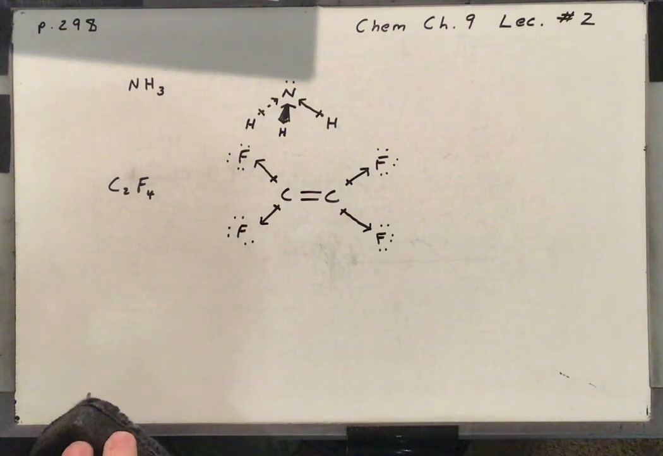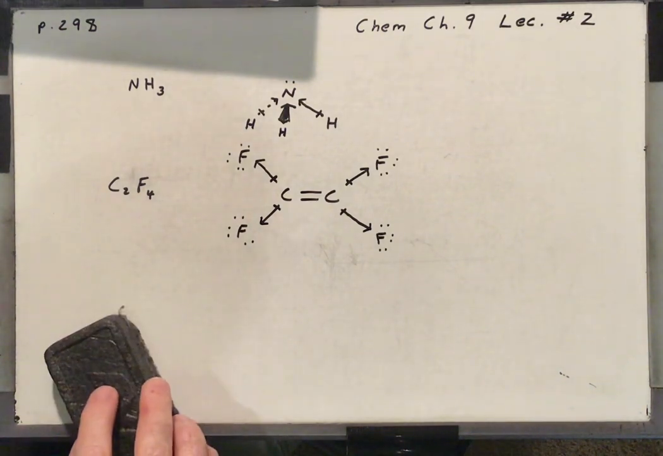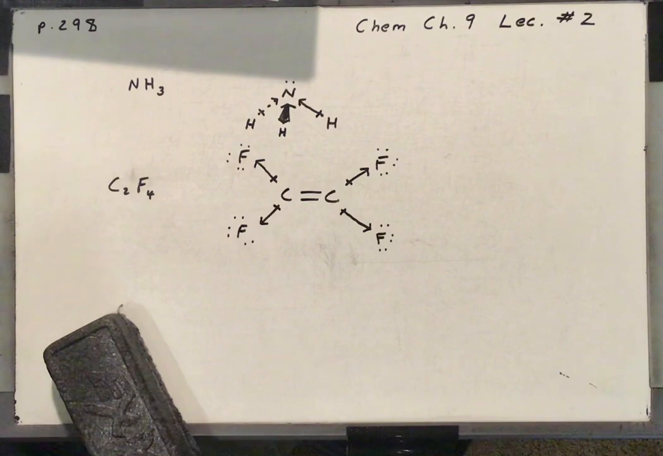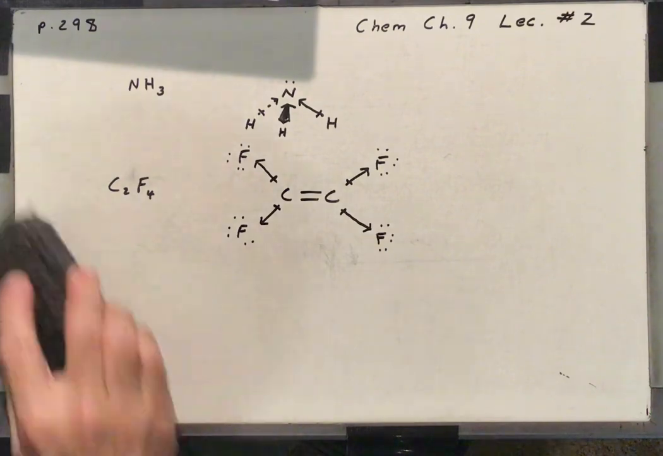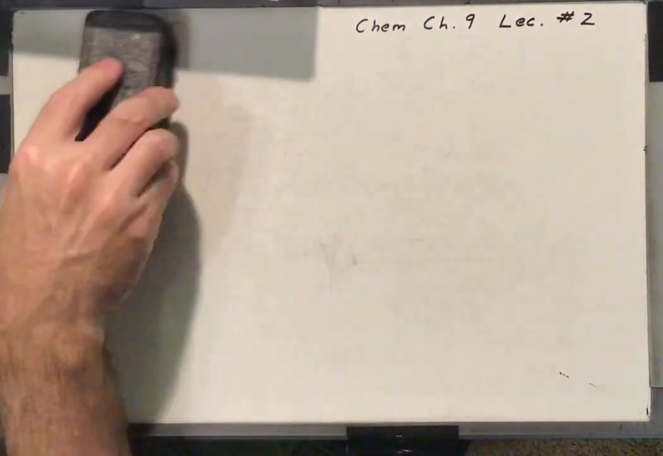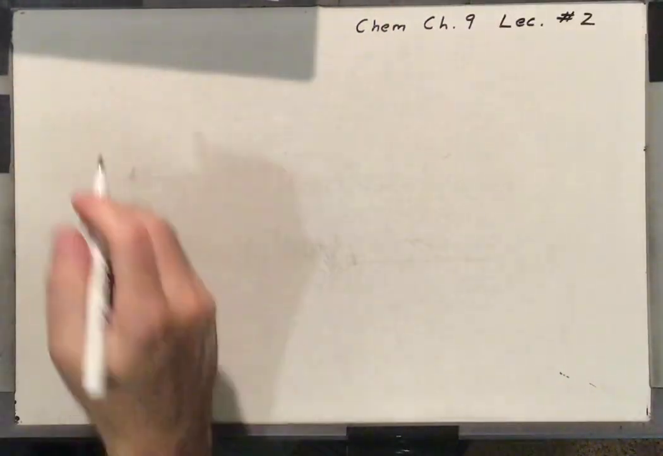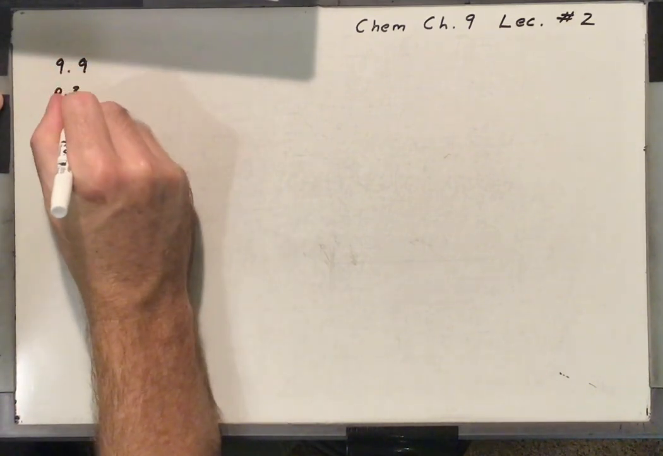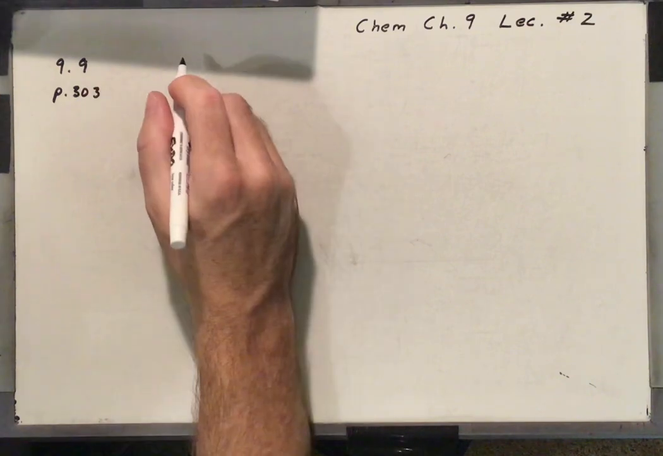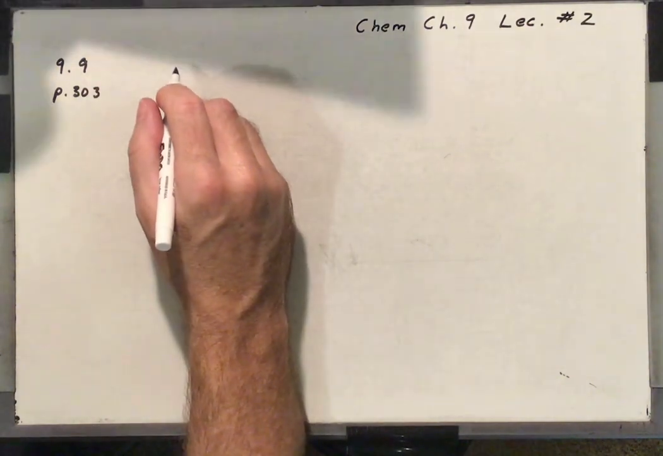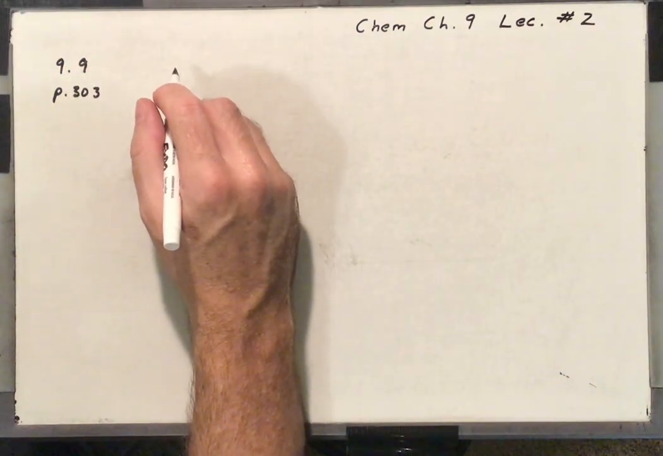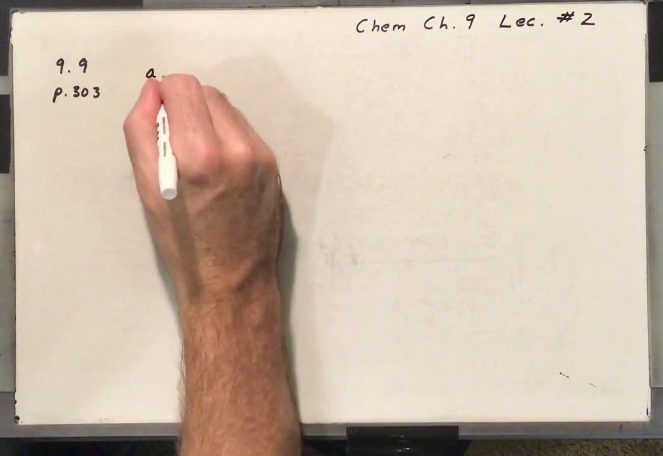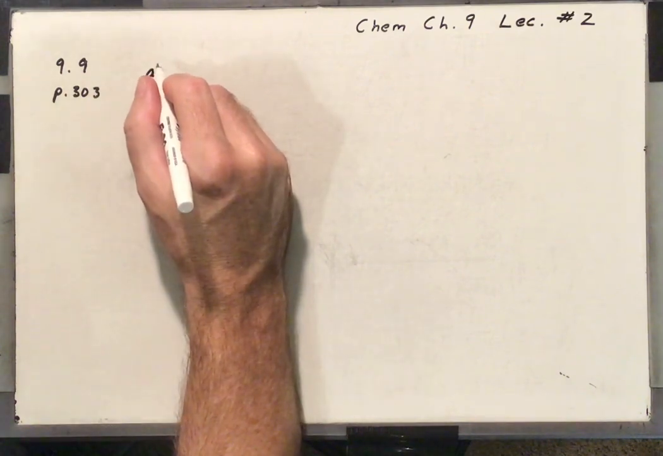All right, let's look at on your own 9.9. All right, so we are, turn in your book to page 303. All right, we're at the bottom of page 5 in your notes. So it says identify and label the polar bonds.